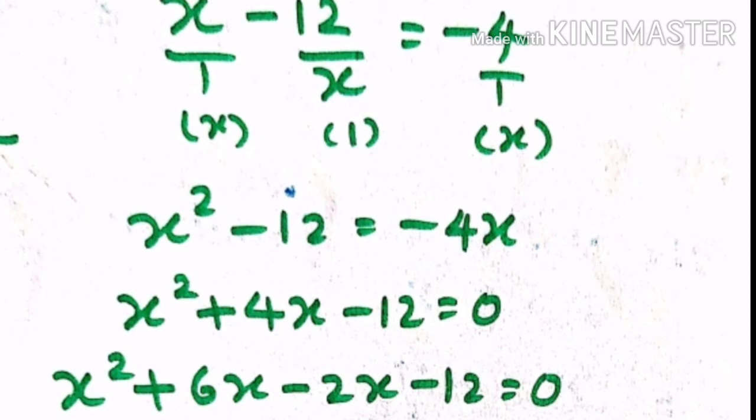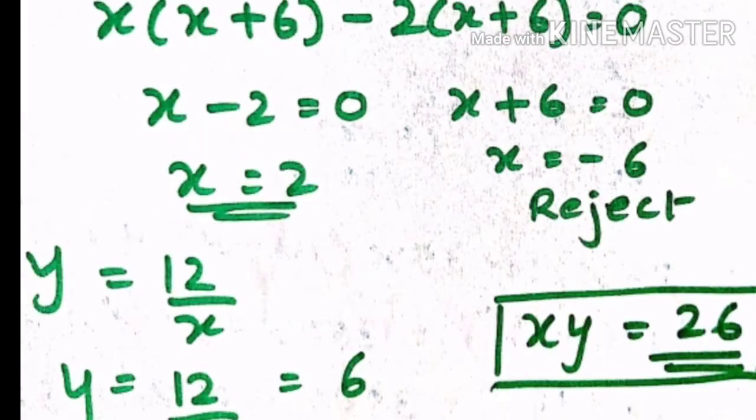Now take factors of 12 to get our middle term 4, and our factors are 6 and 2. So I write x square plus 6x minus 2x minus 12 is equal to 0. Now as you know, from the first two terms we will take common and from the other two terms we will take common. So I get x plus 6 minus 2 times x plus 6 is equal to 0. So x minus 2 is equal to 0, x plus 6 is equal to 0. So I get the value x is equal to 2 and x is equal to minus 6. So again we are rejecting our value minus 6. Why? Because a two-digit number is not negative.